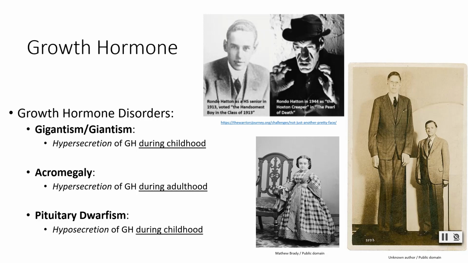and this gentleman, Rondo Hatton, this was pre-acromegaly for him. He had not yet started hypersecreting the growth hormone. In fact, this man was voted the most handsome boy in the class of 1913 in his high school. This is the same man many years later. He is not wearing a mask. He is not wearing prosthetics, anything like that. But you will notice the major changes in his facial features. That is the result of his acromegaly.